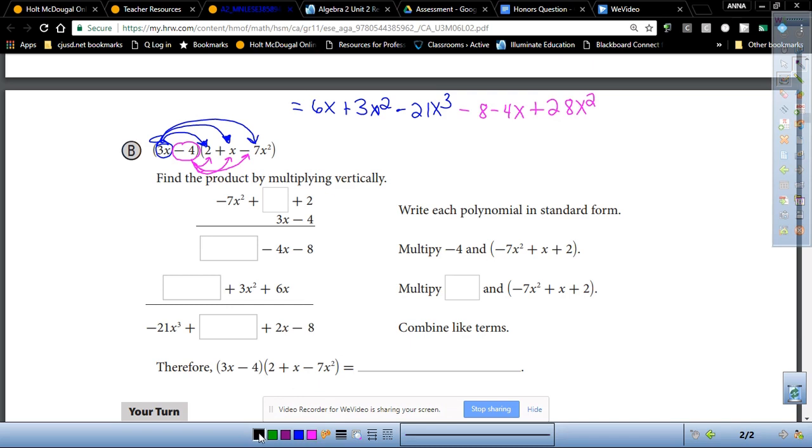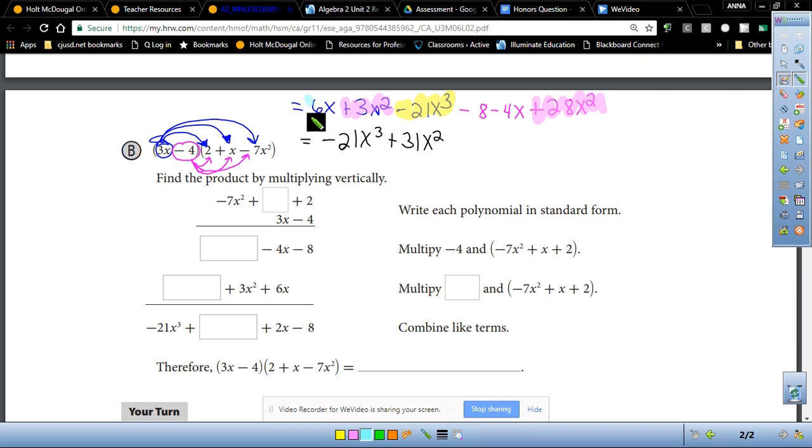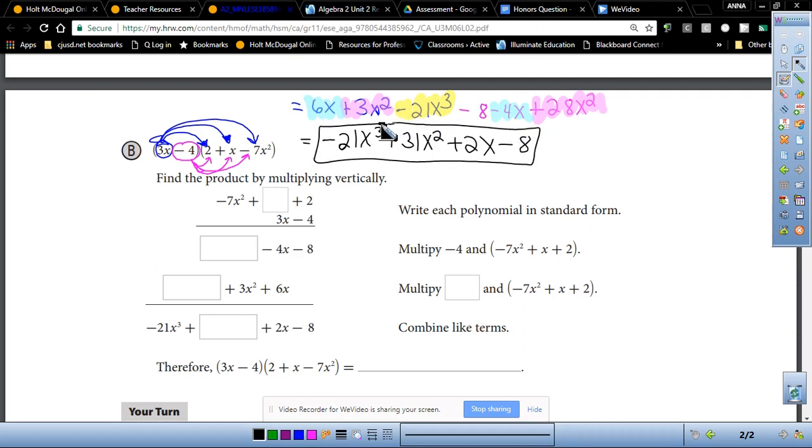So now I'm going to go to combining my like terms and writing it in standard form. So I start with my cube. So I'm going to start with negative 21x cubed. Then I look for any x squareds, and I have 3x squared and I have 28x squared. So 3 plus 28 is 31x squared. Next, I go to my x's. So I have 6x minus 4x, and that makes 2x. And last but not least is my constant, negative 8. So this time it's a cubic again, it's x cubed, but I have 4 terms, so this is a polynomial. We have a cubic polynomial.